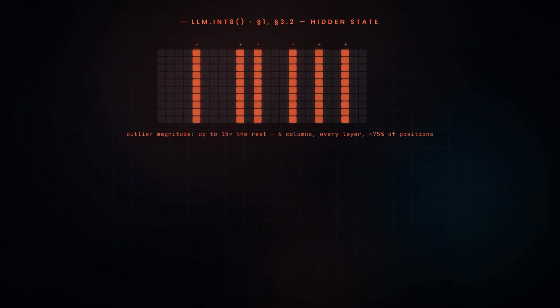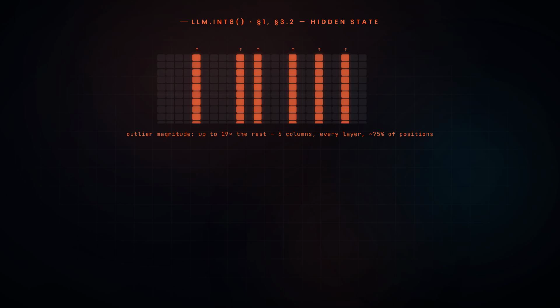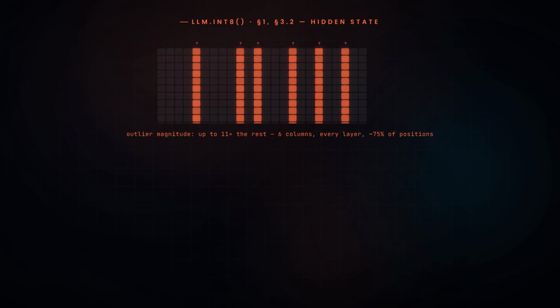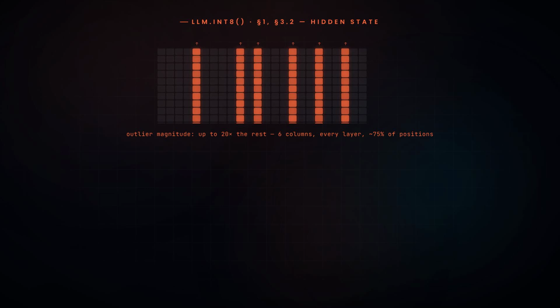And they're absurdly systematic. At the 6.7B scale, the paper counts about 150,000 individual outlier values per sequence, but they all live in just 6 feature dimensions. 6 columns, out of thousands, across the entire network. Below 6.7B, they show up sporadically in maybe a quarter of layers. At 6.7B, phase shift, every layer, 3/4 of all token positions.